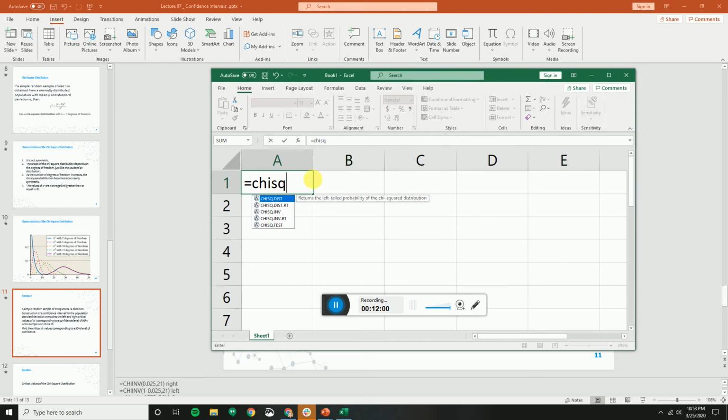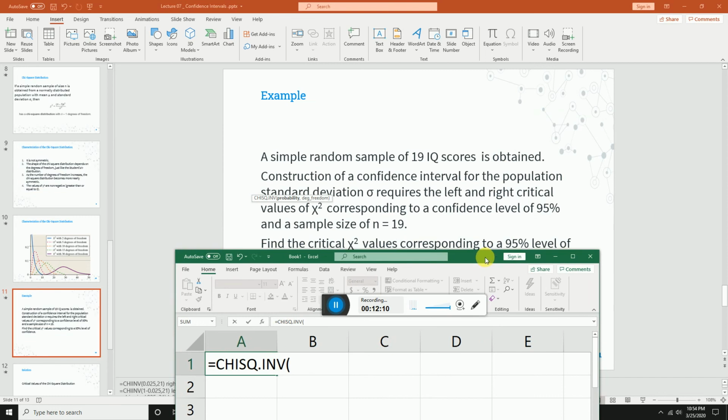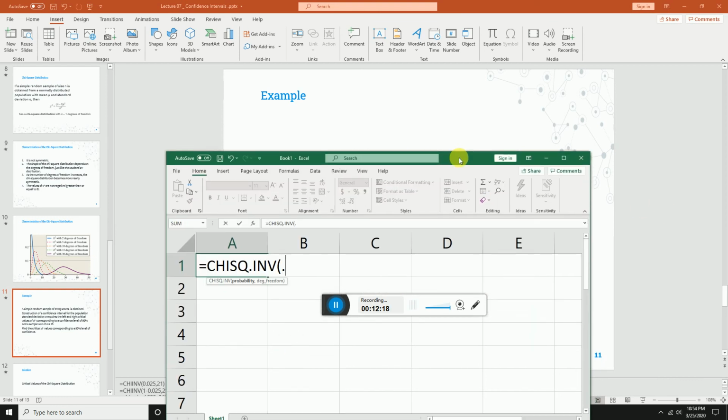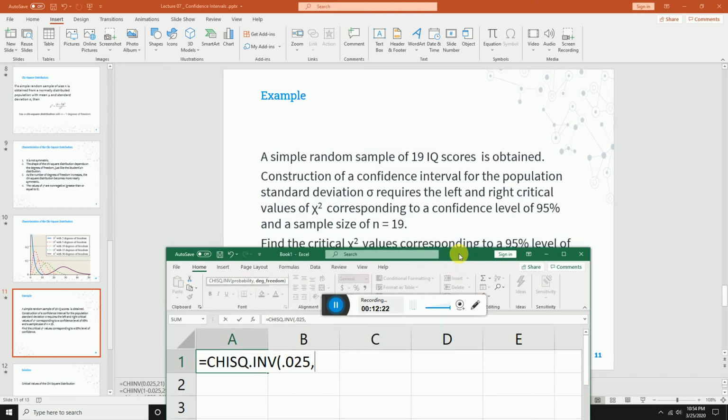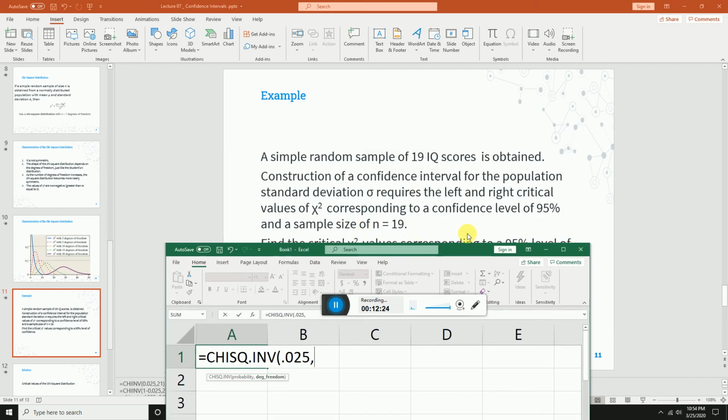Since I'm using values from the inside of the graph, I'm going to use the inverse function. And I'm going to give it a left-hand value. So since 95% of the graph is in the middle, that's 5% left over for each of the tails, which means that each tail gets only 2.5%. So 0.025. And the degrees of freedom is again n minus 1. They told us n is 19, so this would be 18.